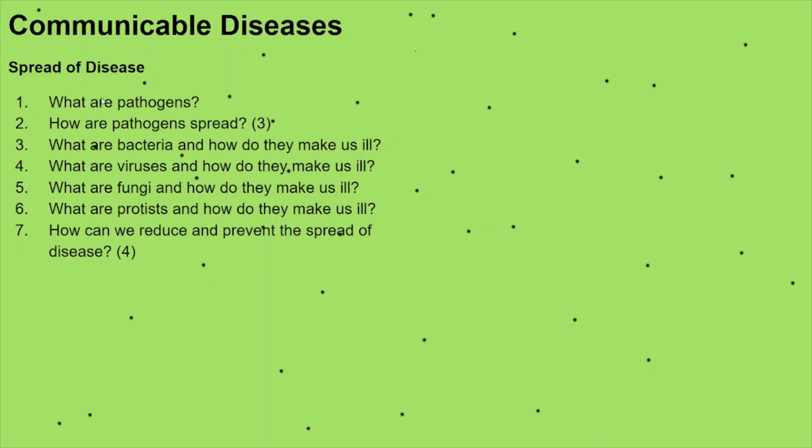So here's our first 7 questions on the spread of disease, if you want to pause and have a go. Pathogens are simply microorganisms that can cause disease to humans or animals. Pathogens can be spread in 3 different ways.